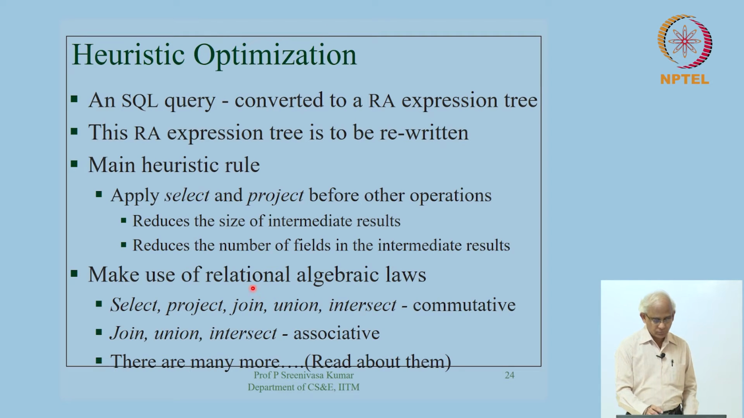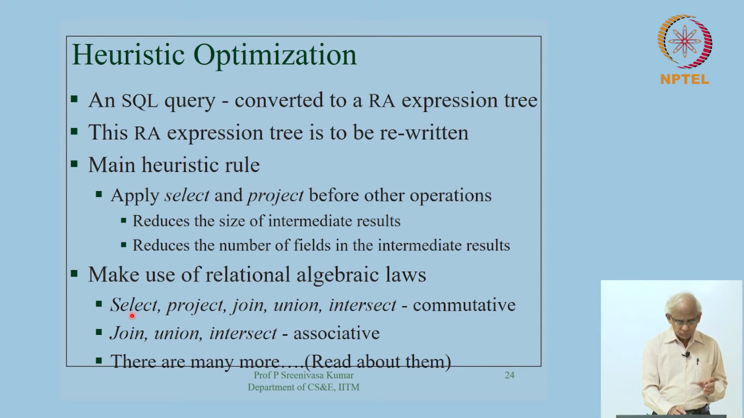And then make use of these relational algebra operators. All of them satisfy certain algebraic rules. For example, select, project, join, union, intersect, all of them are commutative operations. You can swap them around. They will give the same result.